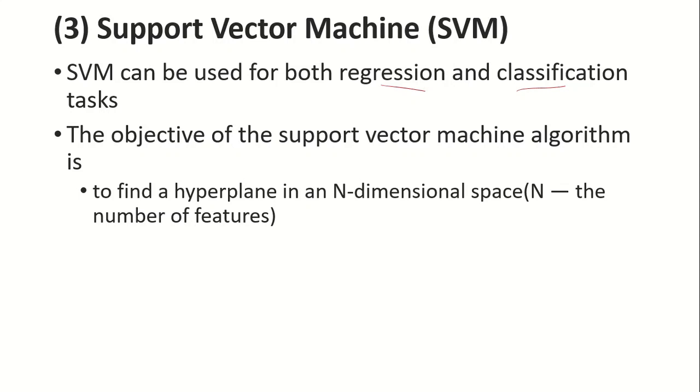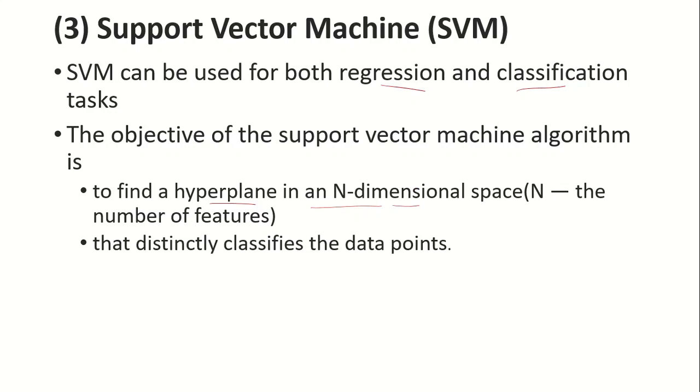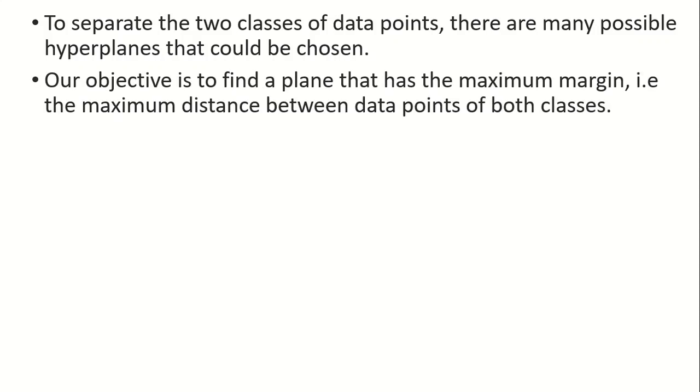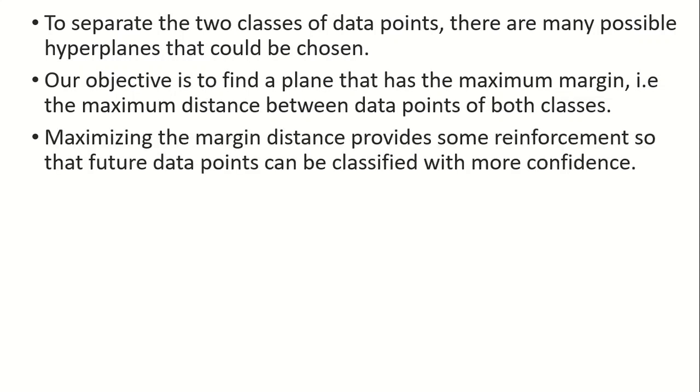We have to categorize the data. In order to separate the data, we use a hyperplane in n-dimensional space that distinctly classifies the data points. To separate the two classes of data points, many possible hyperplanes could be chosen. Our objective is to find a plane that has the maximum margin, that is, the maximum distance between the data points of both classes. Maximizing the margin distance provides some reinforcement so that future data points can be classified with more confidence.